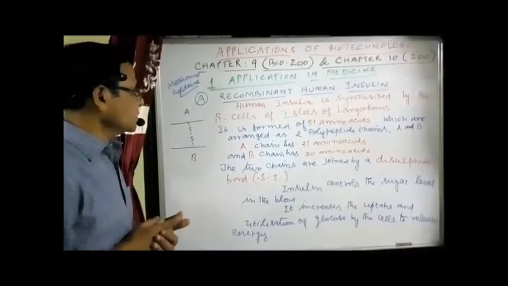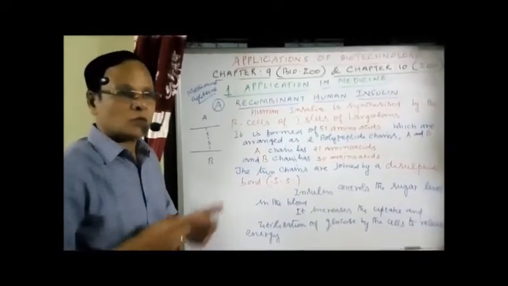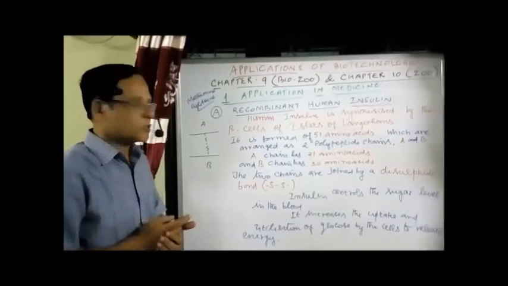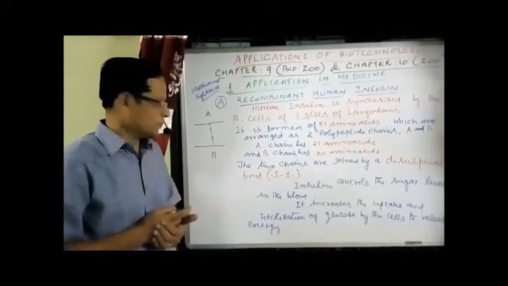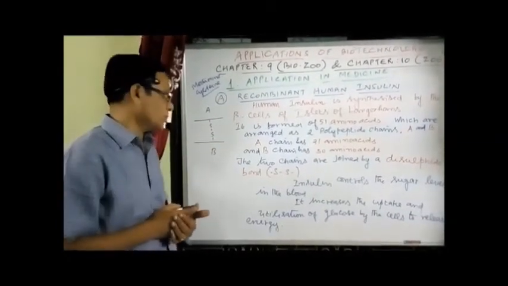And we have studied already the Y-shaped molecule, the immunoglobulin. There also we have a disulfide bridge, and there also we have the cysteine residues. In the same manner, the bond is called an SS bond or disulfide bond.